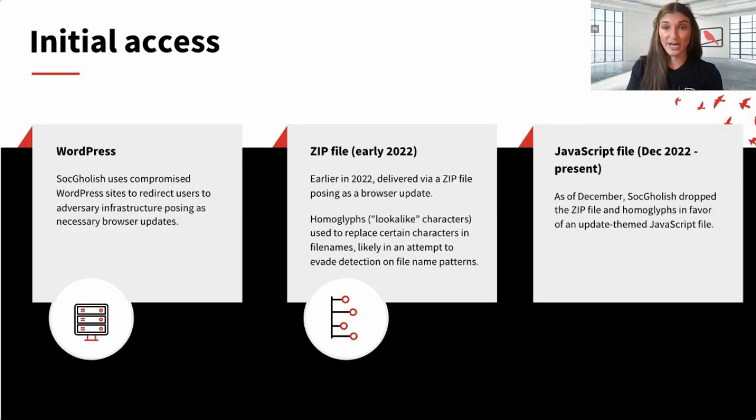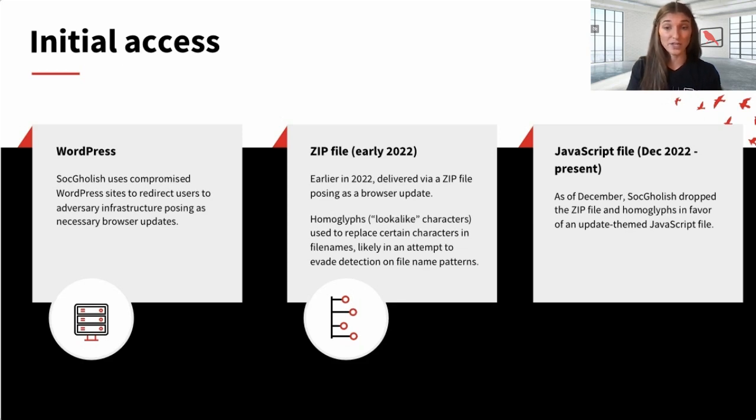Looking at that initial access, by compromising a website such as WordPress, SocGholish then is able to gain initial access by leading unsuspecting users to download a malicious file. It relies heavily on social engineering, so SocGholish needs to trick the user into running the malicious JavaScript payload. And at one point, the payload was within a zip file disguised as a browser update, and we still do see that quite a bit.